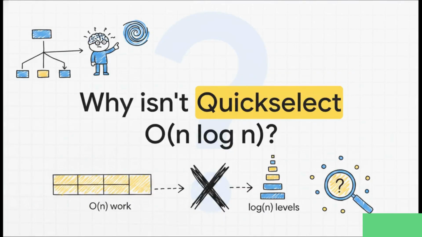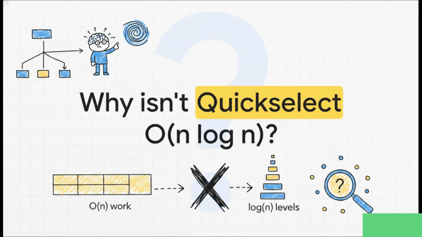So to really set the stage, I want to kick things off with this exact real-world question from a super confused developer on Stack Overflow. They asked, if we do O(n) work at log n levels, why isn't quickselect O(n log n)? Honestly, it is such a brilliant question because it points out a massive trap that so many of us fall into when analyzing algorithms. Our brains just naturally want to multiply those two terms together.